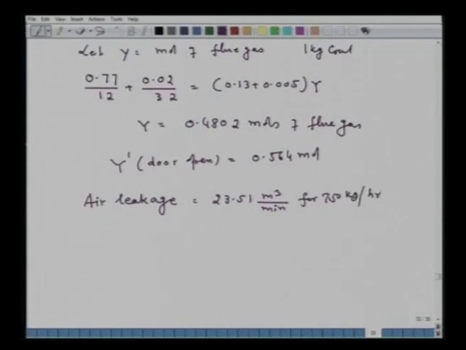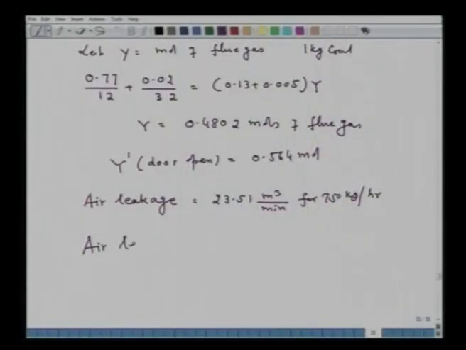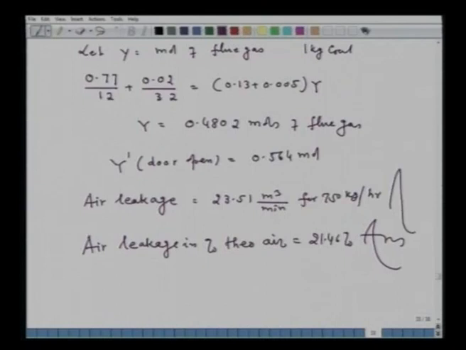Now, you have to express this air leakage in terms of the theoretical air. What you have to do is calculate the stoichiometric amount of oxygen, or theoretical amount of oxygen, for complete combustion. So, the air leakage in percent theoretical air will be equal to 21.46%, and that is the answer. And now you have satisfied the operator, he also feels good and you also feel good.